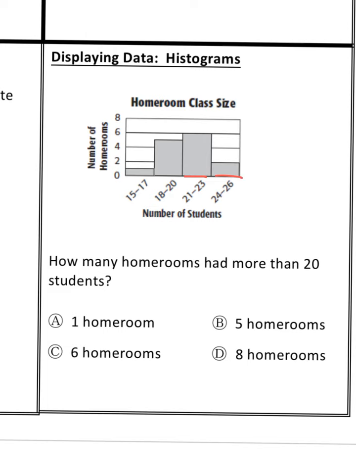And the first bar has 6 people, because if I look over here, it's at 6. The second bar has 2. So if I combine those, there are 8 homerooms who had more than 20 students.